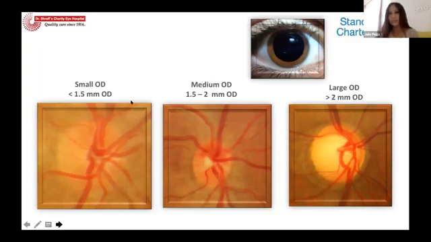The first thing I do when I see an eye is, I always dilate them, because that is the way that you get maximum information from the patient. And the first thing that I see when I'm examining a patient is the size of the optic disc, whether it's a small, medium, or large optic disc. Because all of us know that a small optic disc can have a very small cup and be normal, whereas a large optic disc can have a large cup and still be normal.